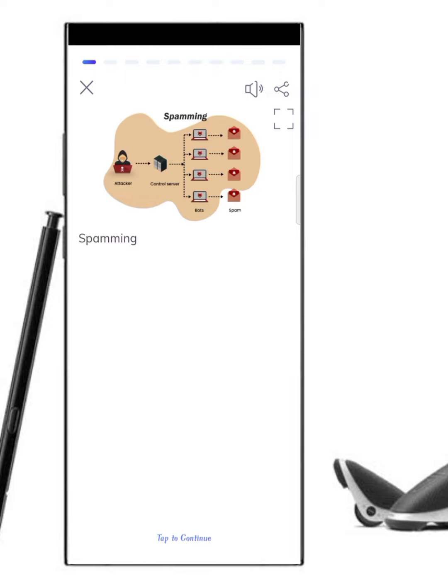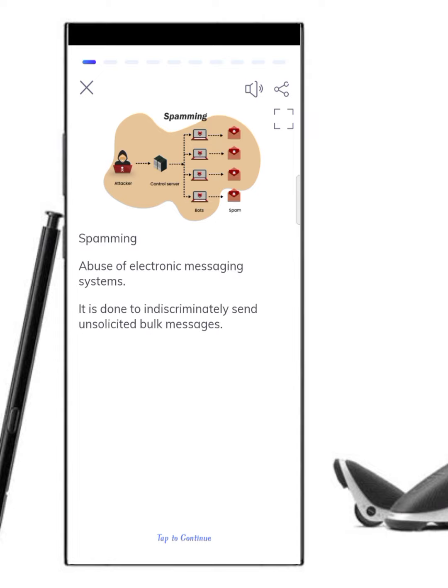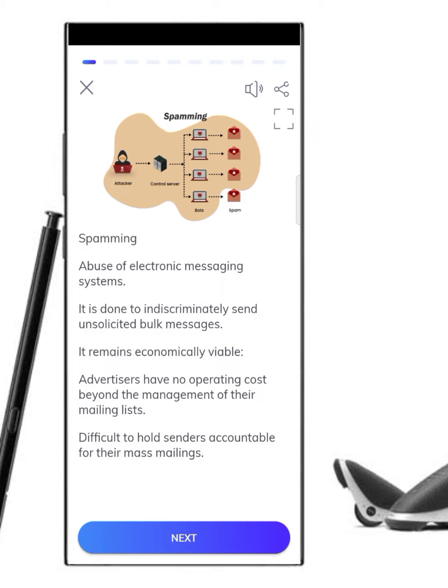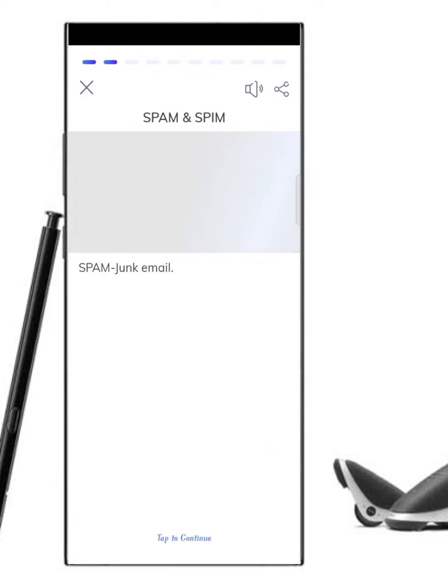Spamming. Abuse of electronic messaging systems to indiscriminately send unsolicited bulk messages. It remains economically viable, as advertisers have no operating cost beyond the management of their mailing lists. It is difficult to hold senders accountable for their mass mailings. Spam, junk email. Spam has come to instant messaging.